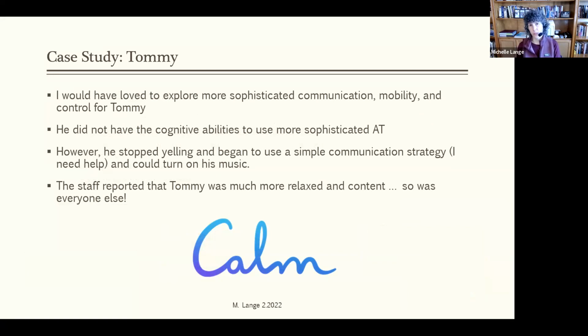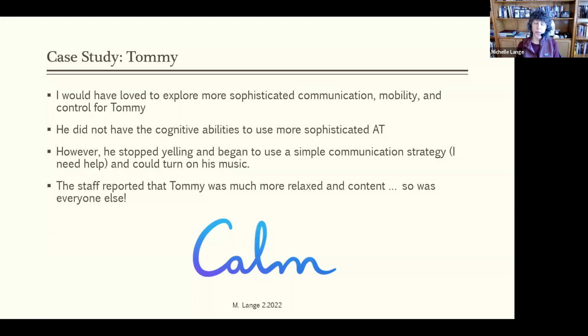Now, we really hoped to explore more sophisticated communication, mobility, because he could only walk short distances, and more control for Tommy. But after trying a number of things, we decided that he, at that time, just did not have the cognitive abilities to use more sophisticated assistive technology. But he did stop yelling. He began to use this simple communication strategy of I need help, and he could turn on his music. So the staff reported that Tommy was much more relaxed and content, and as a result, everyone else was.